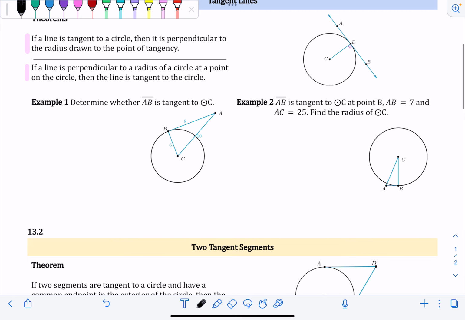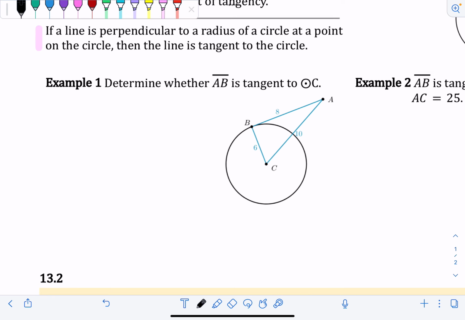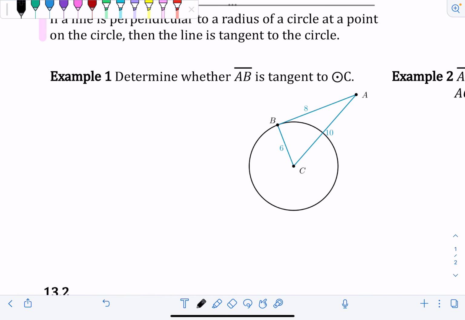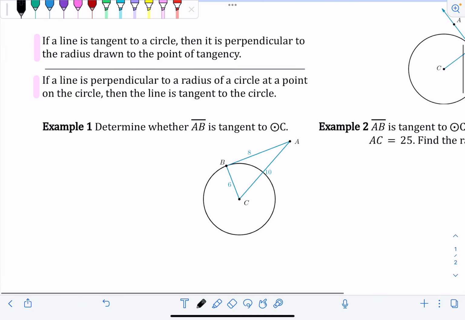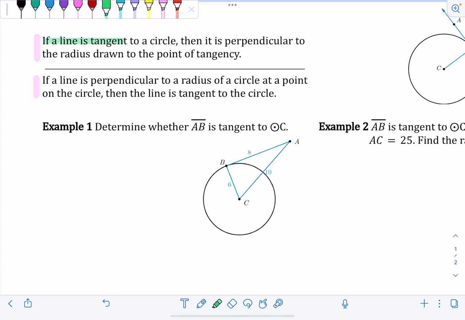Okay, example 1: determine whether segment AB is tangent to circle C. So in this case, we don't know for sure if segment AB is tangent. We're trying to prove that. So actually I'm going to zoom out so we can see those two theorems. The one at the top is more of like if we know it's tangent, like we've already confirmed it. If we confirm it, then we can go on to say that it would be perpendicular to the radius. We don't know that this line is tangent. We're trying to prove it. So we probably want to try to use that second one.